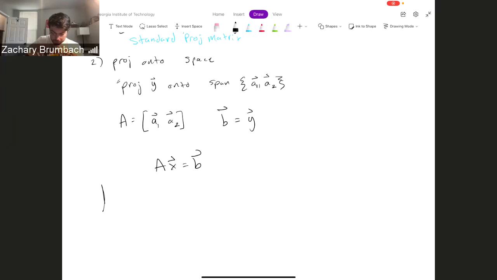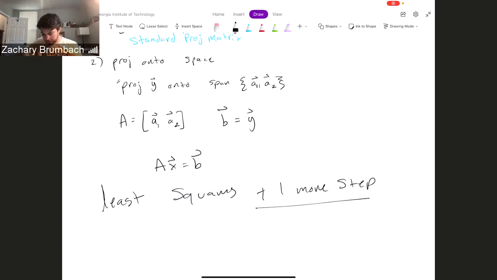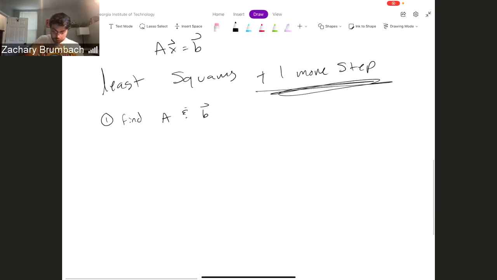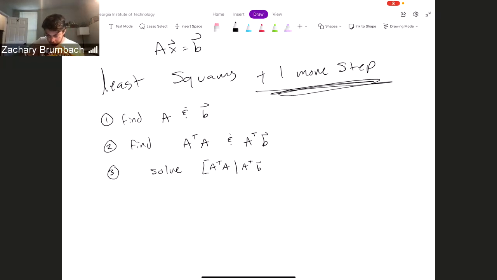All right, so here we do least squares. Something to note, something like this is a least squares plus one more step. This is important. Do not treat it just as a least squares, all right? So, how do we do least squares? Step 1, find A and B. Step 2, find A transpose times A and A transpose times B. Step 3, solve A transpose A augmented with A transpose B. Okay? This is your least squares.